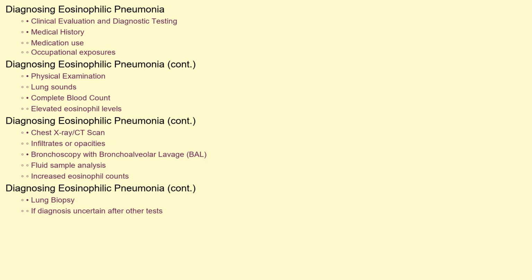Diagnosing eosinophilic pneumonia requires a combination of clinical evaluation and diagnostic testing. A thorough medical history, including medication use and occupational exposures, is essential. A physical examination, paying close attention to lung sounds, is also important. Key diagnostic tests include a complete blood count, which often reveals elevated eosinophil levels. A chest X-ray or CT scan of the chest can show characteristic patterns of lung involvement, such as infiltrates or opacities. Bronchoscopy with bronchoalveolar lavage (BAL) is often performed.